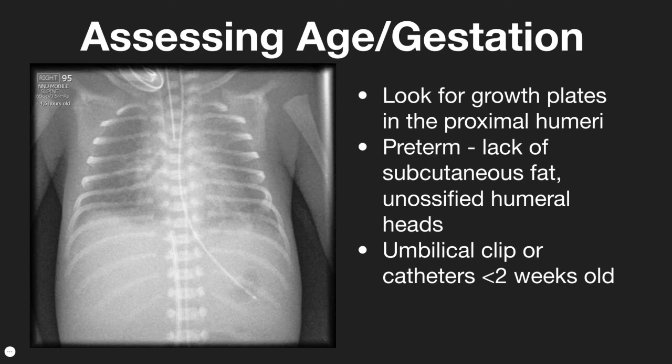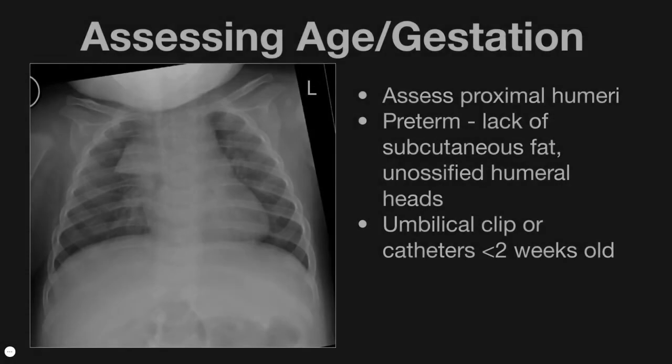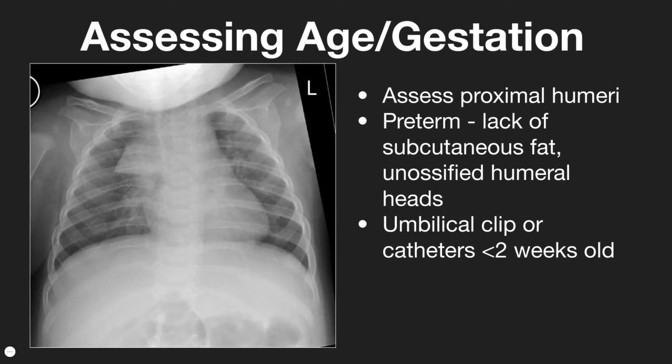If a patient has an umbilical cord clip or catheter, then they will almost invariably be under 2 weeks of age. Here we revisit our Thymus image from earlier on. Notice that the child has ossification of their humeral heads, suggesting that they are at term.